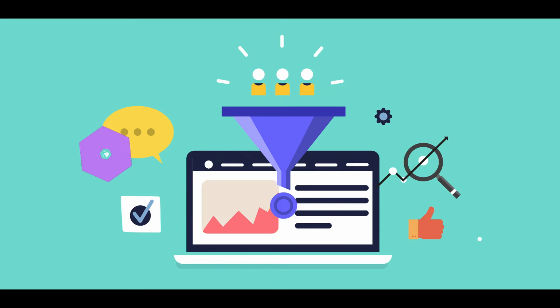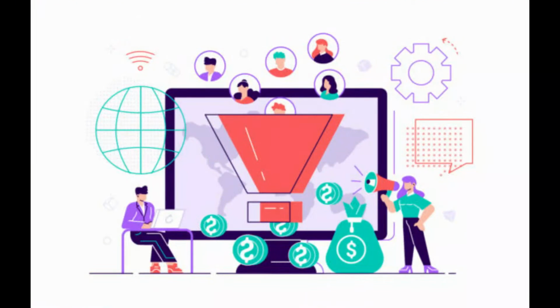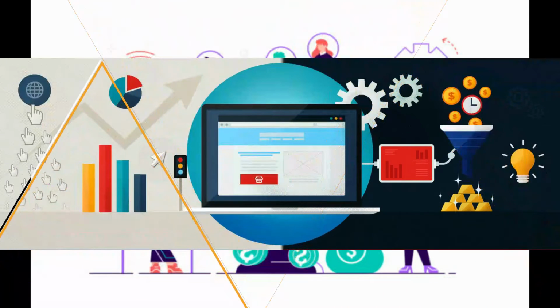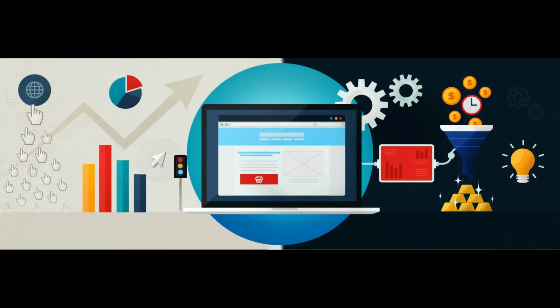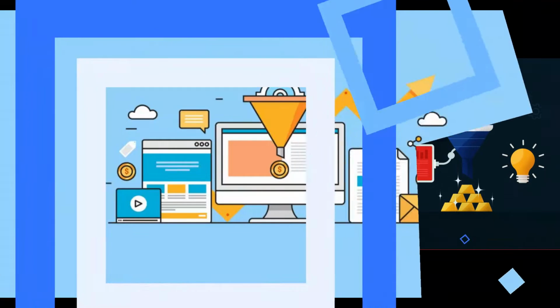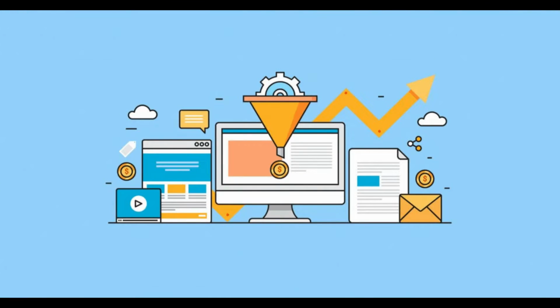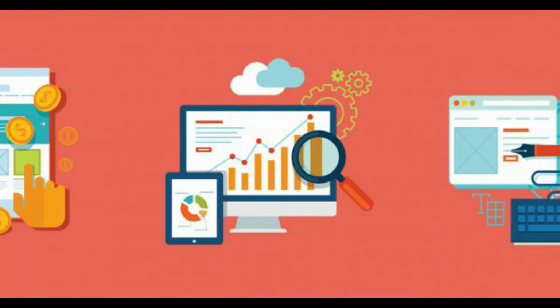Start by testing these CTA elements: copy, colors, placement, button shape, button size, page placement. Consider testing different types of CTAs as well.